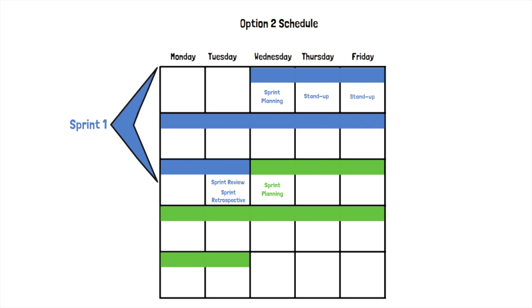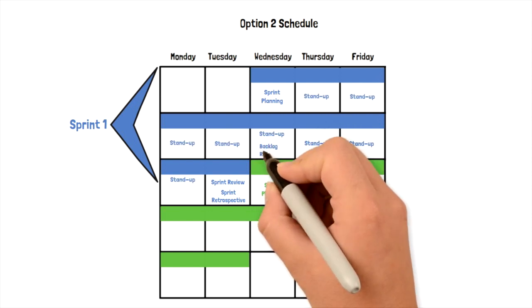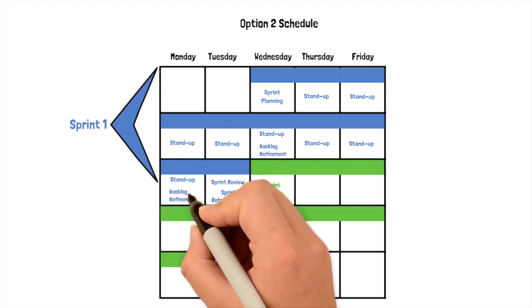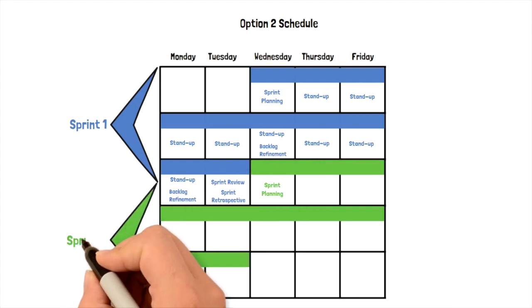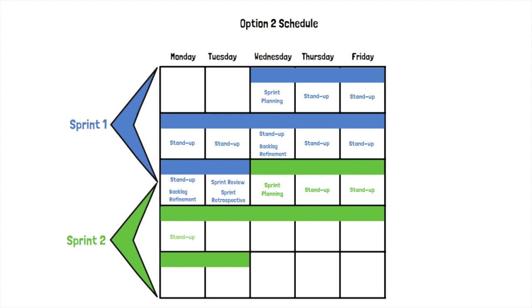Daily stand-up, same as before, daily. Refinement should be spread out once a week as mentioned before. As you can see the second sprint being populated as well, this option does look a little bit strange.